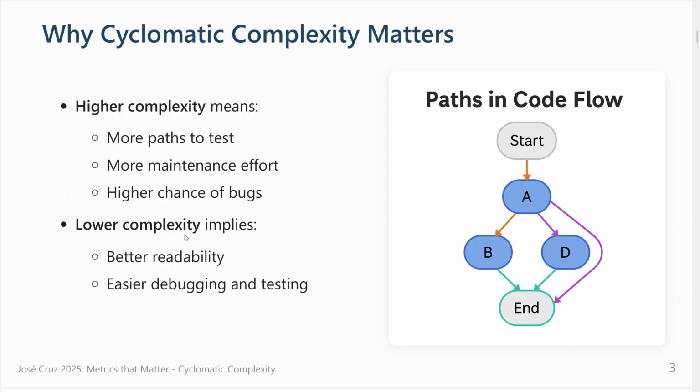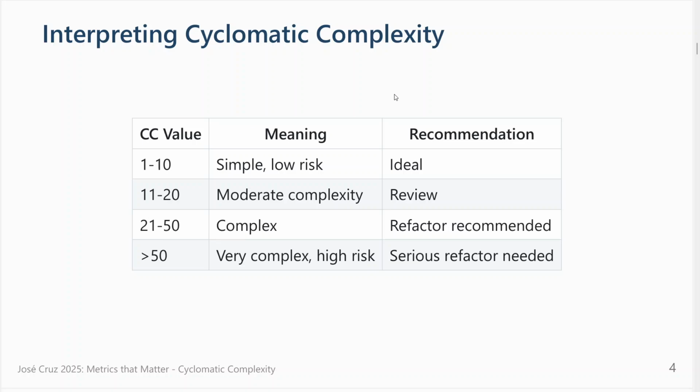Okay, lower complexity, fewer paths in a method, so better readability and easier debugging and testing because you need fewer tests and it should be easier to develop. So how should you interpret this? This is quite popular. I will not explain why, but I think intuitively you understand why. If you have a value per method, and I will be talking here per method, let's target the method, not the class here. Between 1 and 10, it's simple, low risk.